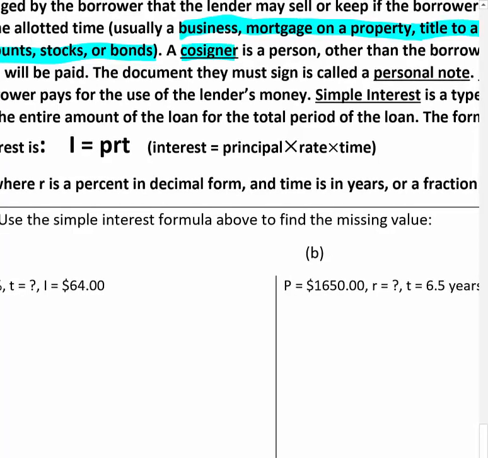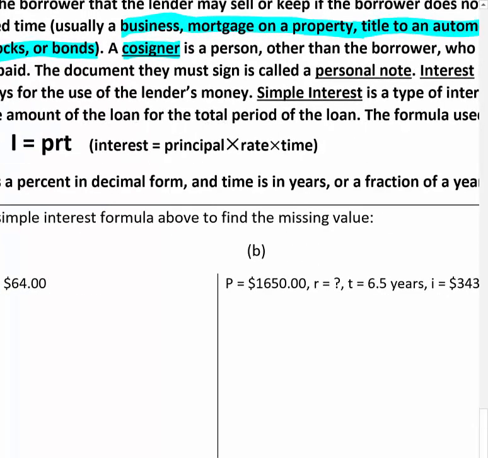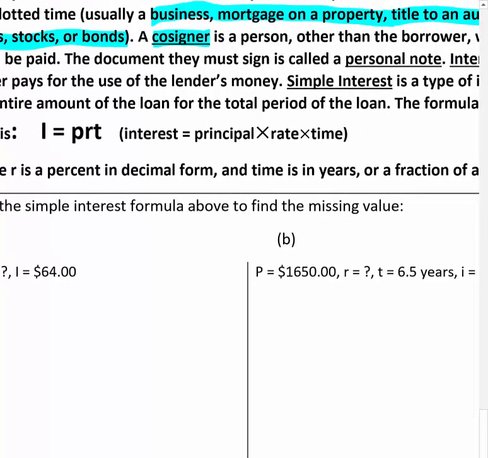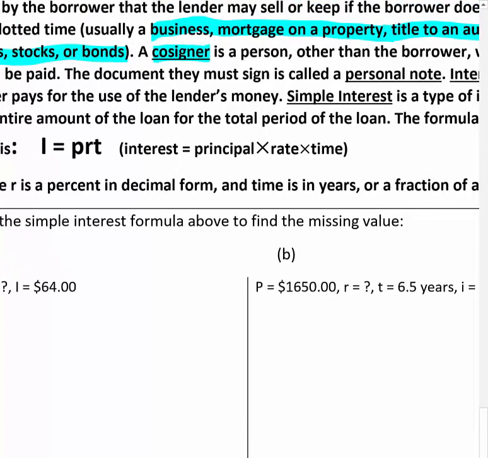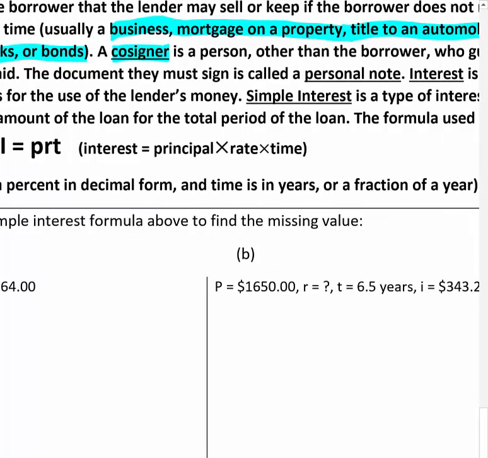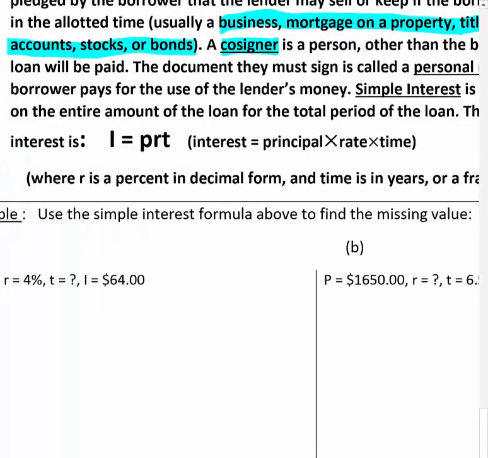Then a cosigner. That one you've probably heard of before. It's a person other than the borrower who guarantees that the loan will be paid. So, for example, I think I needed a cosigner when I bought my first car because I had no credit. I went to buy a car and they said, you have zero credit because you're 18 years old, or however old I was. So we need a cosigner, someone that has good credit to assure that you'll actually pay the loan back. And if you don't, then this person will. Okay, that's the idea.